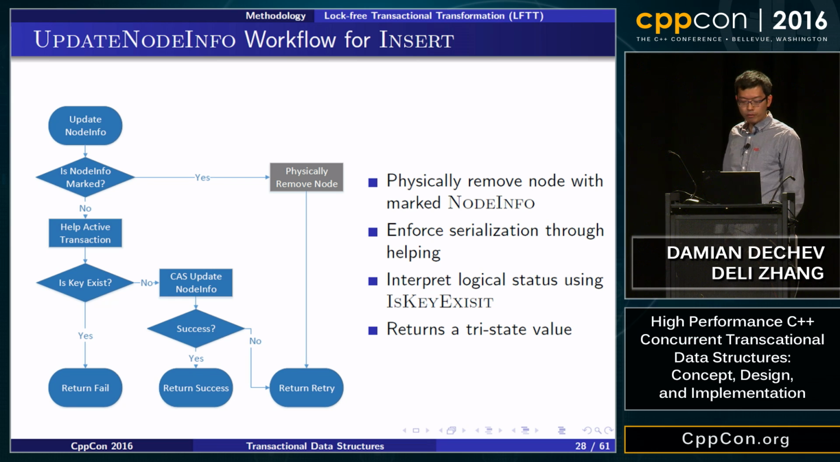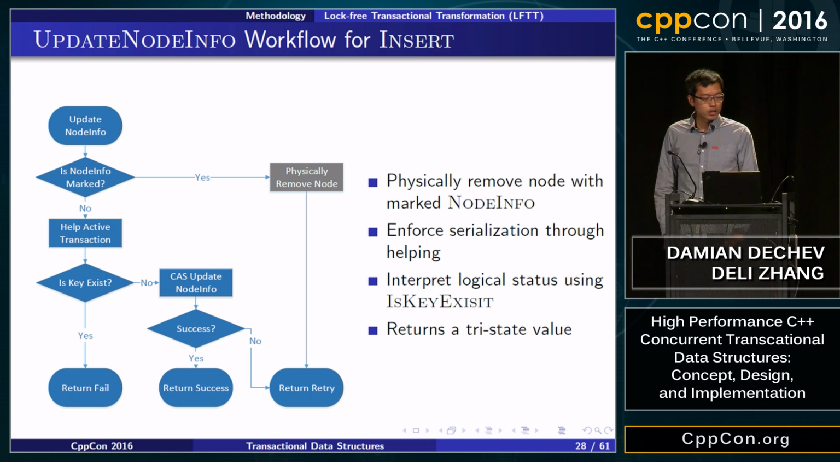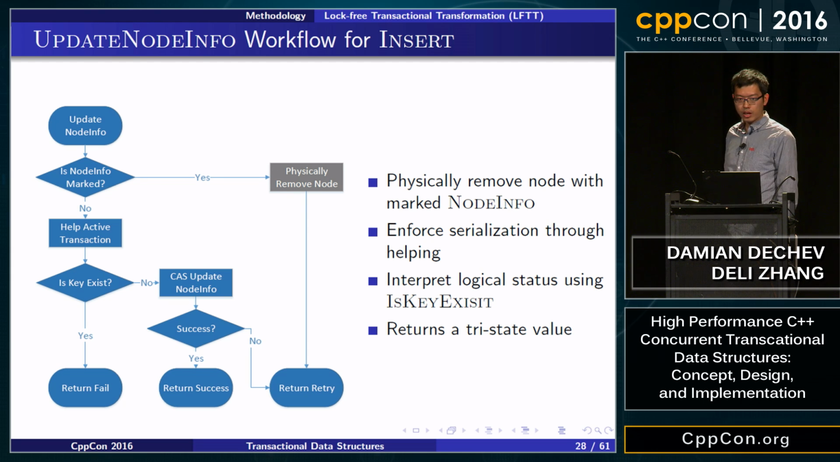This way, we enforce the serialization at this point so that the current transaction will always read the final result of the previous transaction. After that, we can test if the key is logically present in the set or not. I'll explain this in the next slide, but for an insert function, if the key does not exist, it means that we can use CAS to update the node info structure on this node.